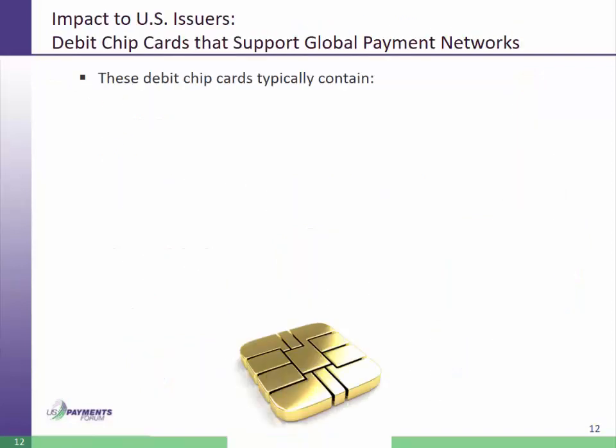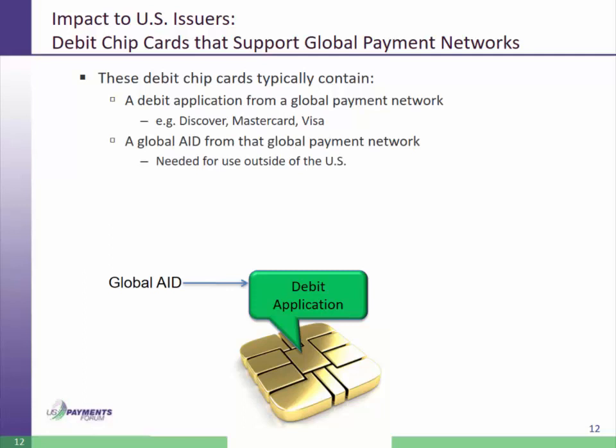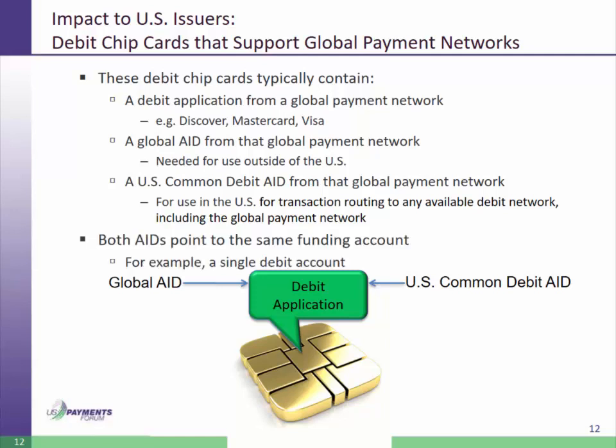A U.S.-issued branded debit chip card will typically contain a debit application from a global payment network. There will be two AIDs associated with this debit application: a global AID from that global payment network and a U.S. Common Debit AID from that global payment network. Both AIDs will point to the same funding account.